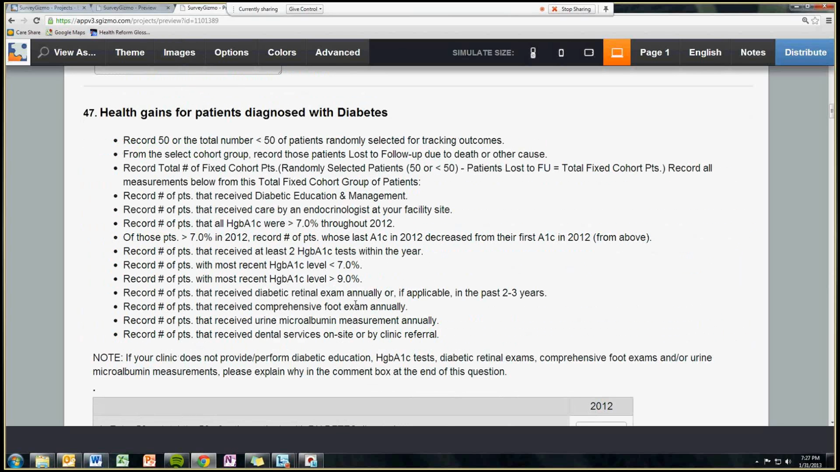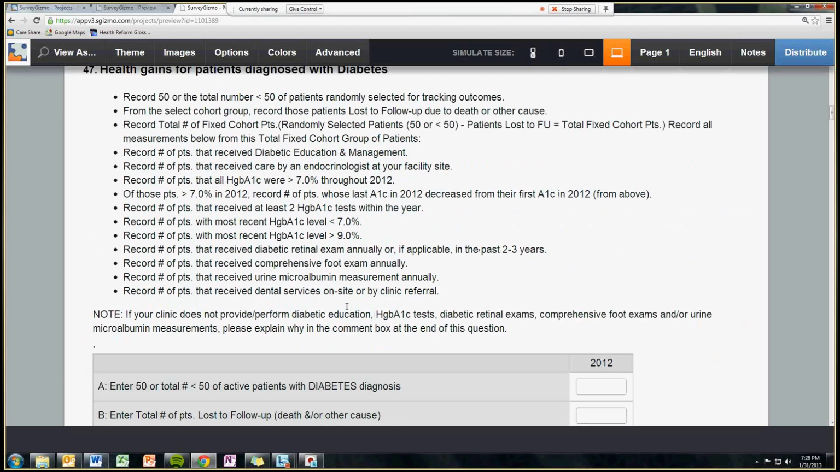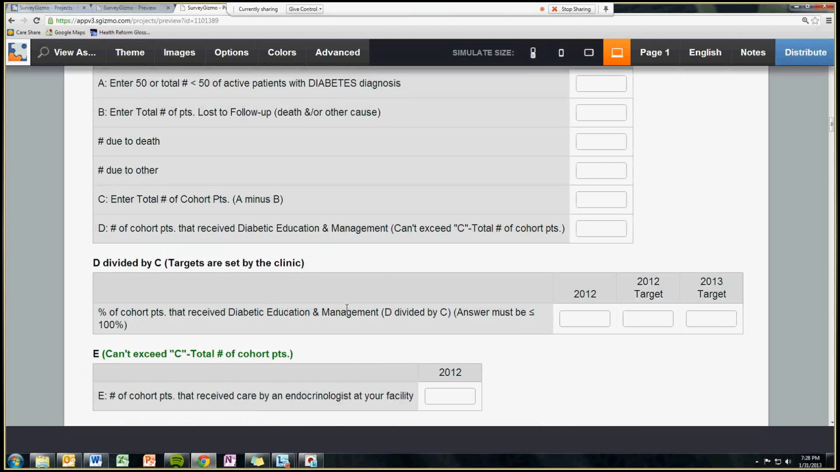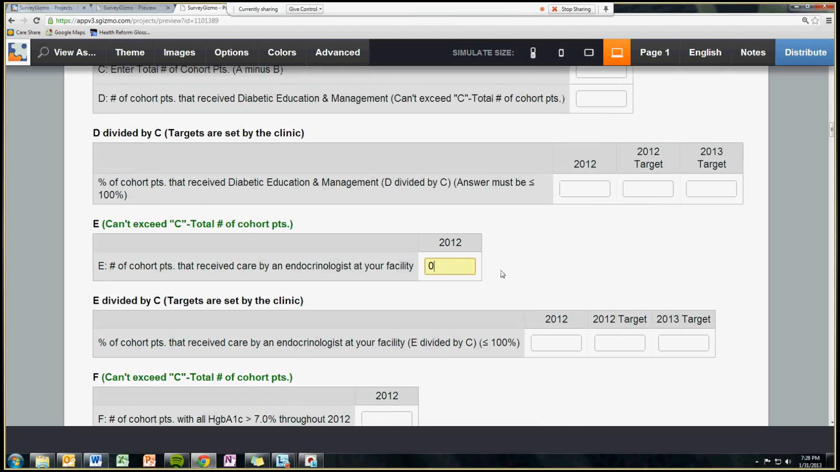In Section E, for the diabetes, hypertension, and COPD outcomes questions, if you're filling those questions out, then all the measures are applicable, even if you don't provide those services. If none of your patients with diabetes see an endocrinologist on site, you have to put a 0 there, like so. If you choose to fill out the COPD section and you do smoking cessation but no spirometry, then you need to put a 0 next to the spirometry questions.